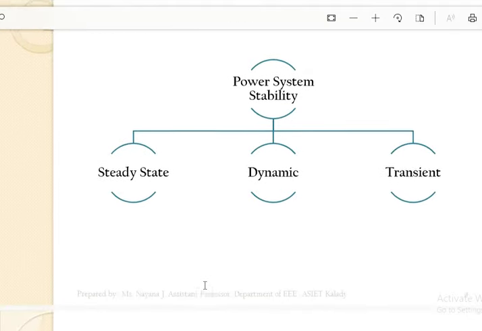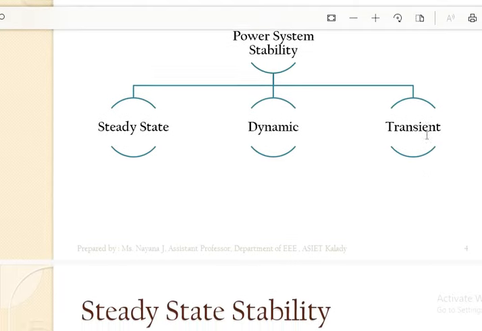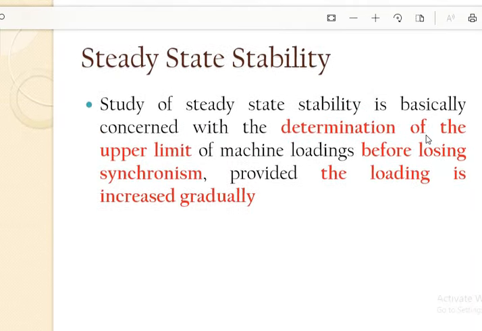Okay. So power system stability can be mainly classified into 3: steady state stability, dynamic stability, and transient stability. Steady state, dynamic, and transient. Now we will see what is this steady state stability.